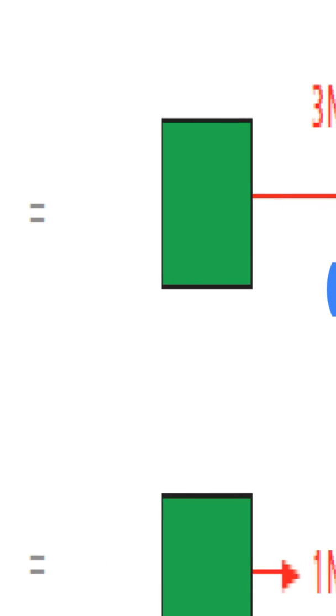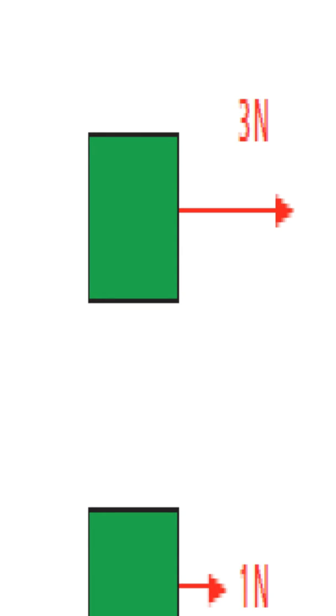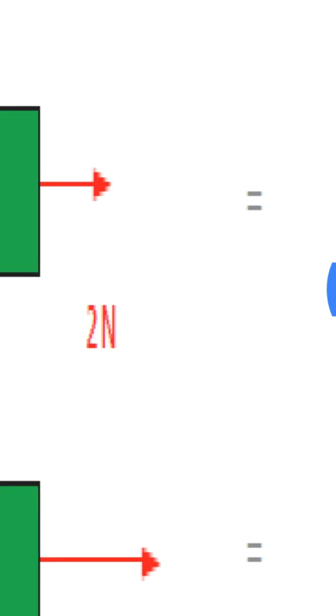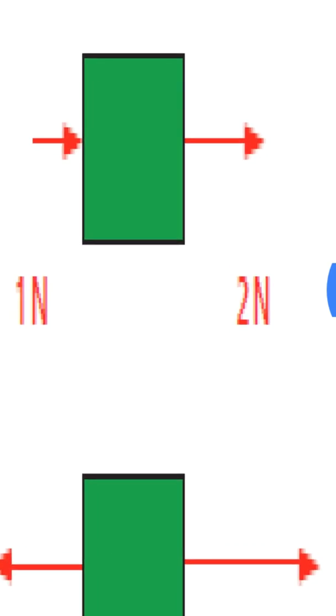And what should be the direction of this resultant force? It should be always in the direction of the greater force. Over here, the greater force in this case is 2 Newton and it is acting towards right. So therefore, the resultant force 3 Newton will also be drawn in the direction towards right. That is toward right hand side.